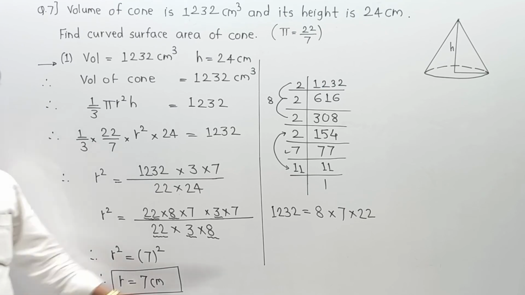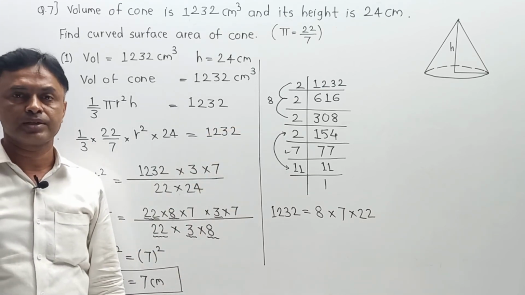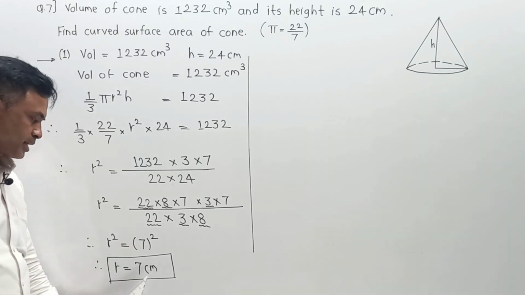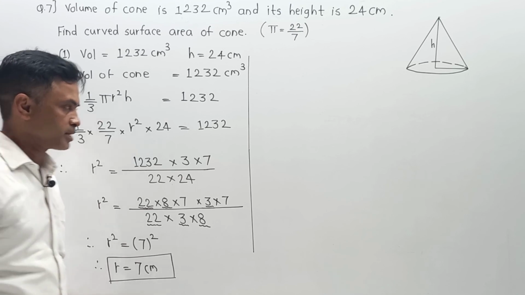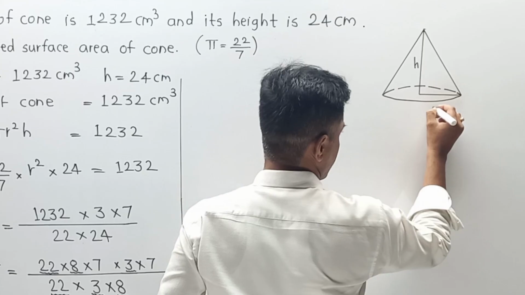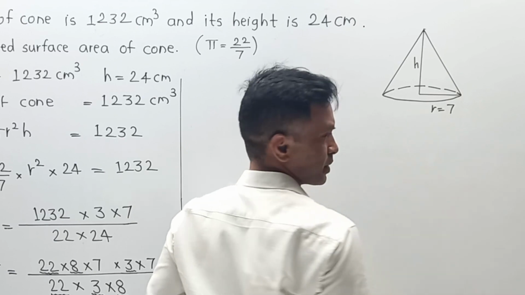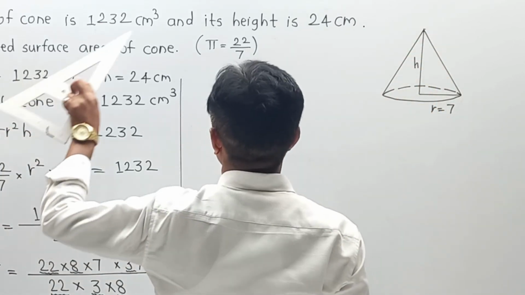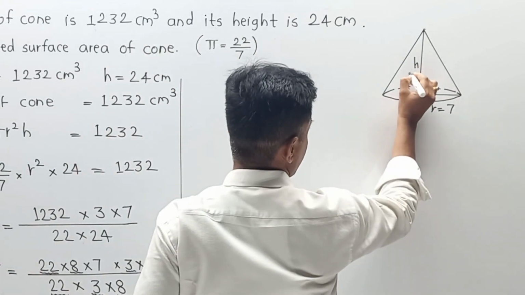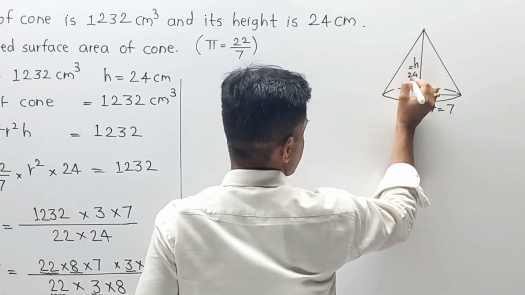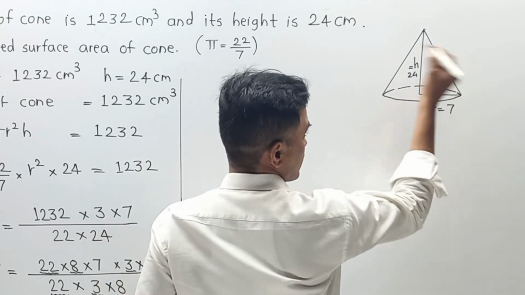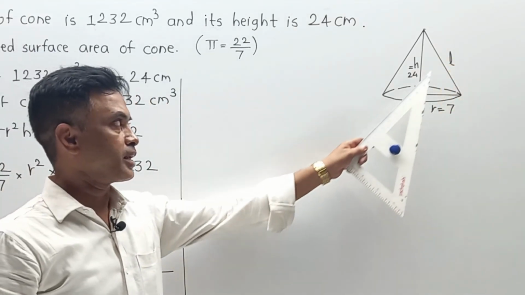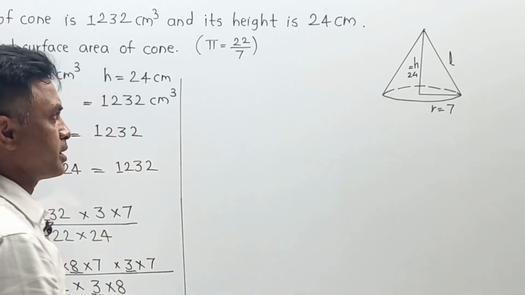What does that mean? I am going to show in terms of a diagram. Pay attention. Now here we are able to get the value of R, that is 7. So naturally here your value of R is 7. Next, H, that we are supposed to find, its height is 24. They have given it over here as 24. This height is 24, but for curved surface area we need L, that is the slant height. So our second target is to calculate L.